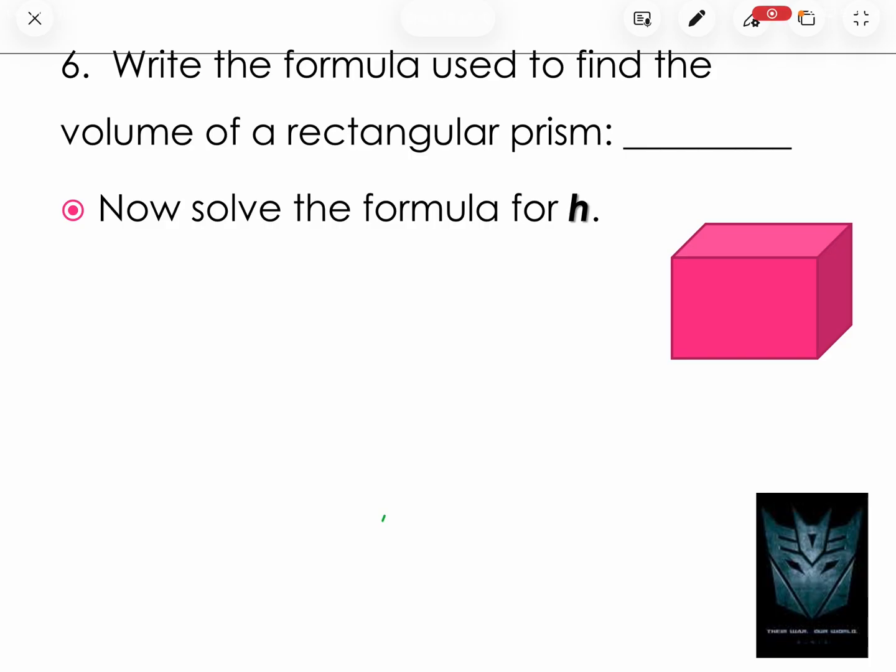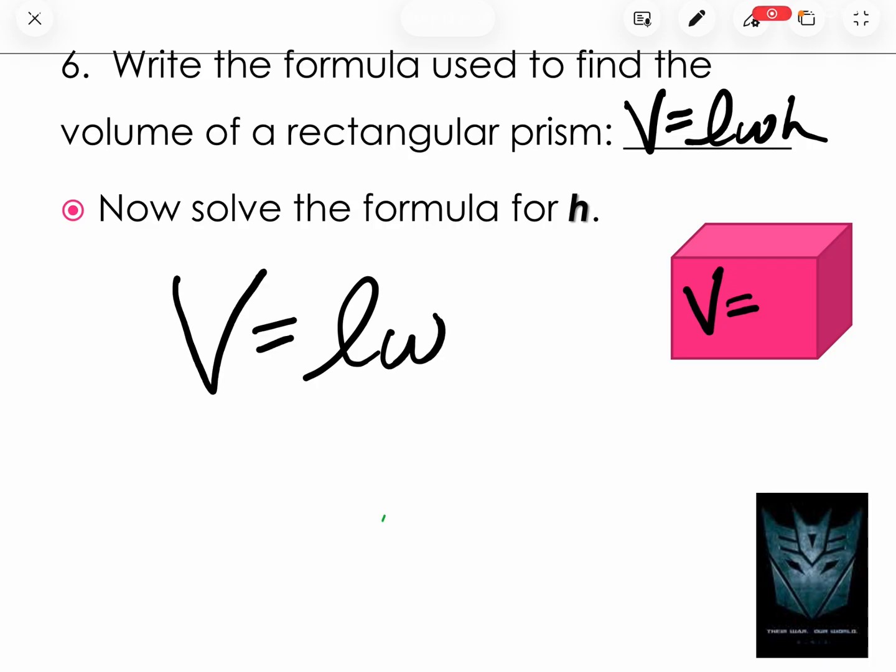Who can remember the formula for volume of a prism? And you can't tell me if you've already told me one. Volume of this box. What do you think, Jacob? Very good. V equals length, width, height. Everybody in here solve it for H right now.